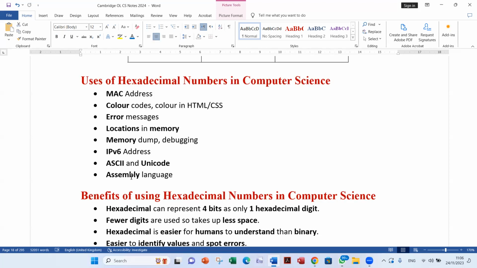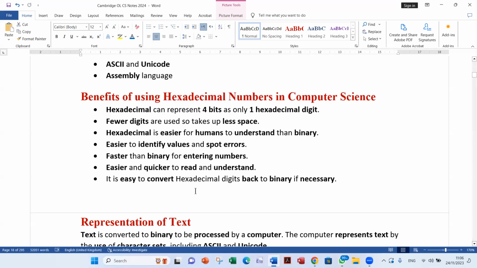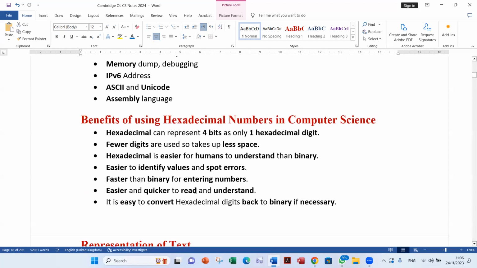Assembly language, all these are just examples of data inside of the computer that are in the form of ones and zeros. Truly and really, they are ones and zeros. However, for easiness, they are represented for humans in the form of hexa. And that was an answer to an exam. They ask you for an example use of hexadecimal. And they also may ask you what are the benefits of using hexadecimal numbers in computer science.